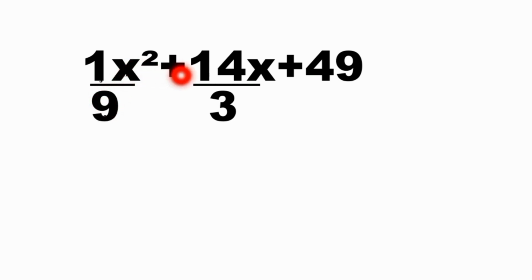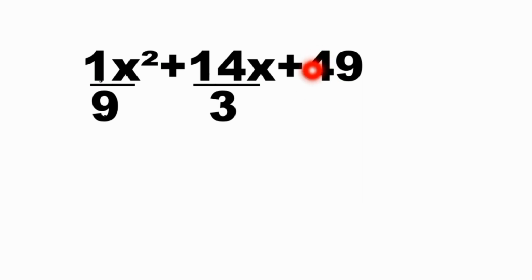1x squared over 9 plus 14x over 3 plus 49. So we are going to get the square root not only of the numerator but also of the denominator for the fraction, the first term, and then the last term of the trinomial.